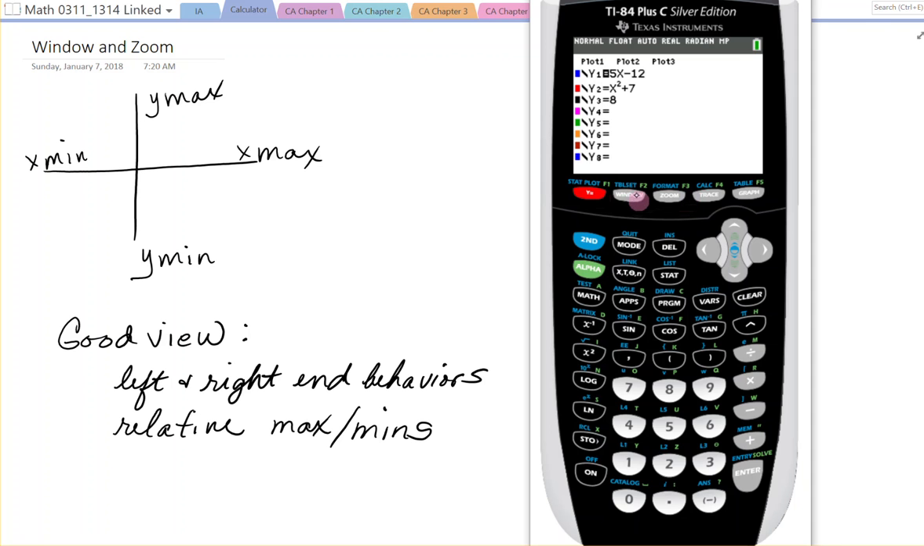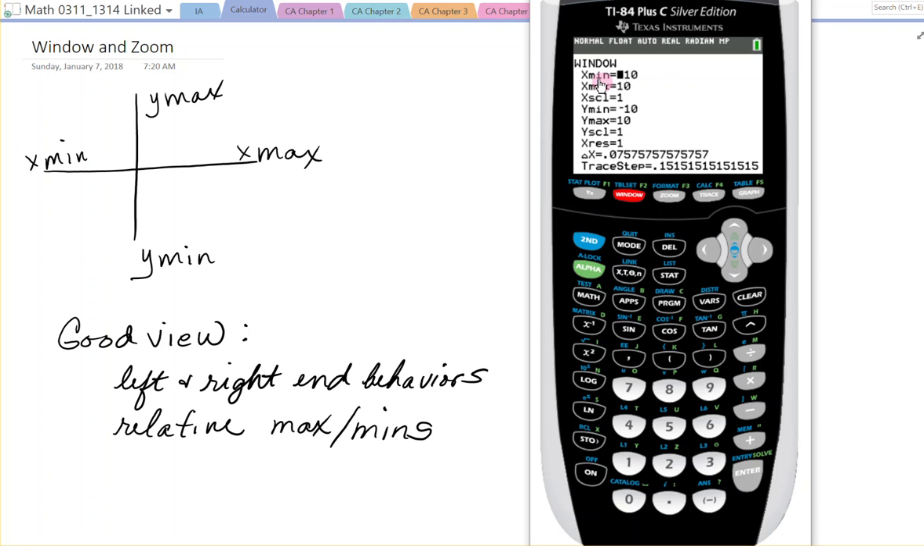The window, if I look at window settings, it tells me about the view that I'm going to see of this function. The function may be infinite in its extremes, and yet I can't look at infinity. So I must limit myself. It's a little bit like looking through the viewfinder of a camera. How much do you want to see?